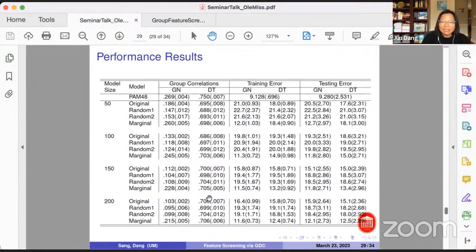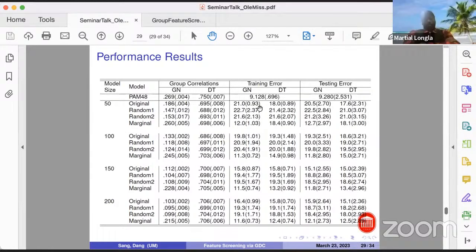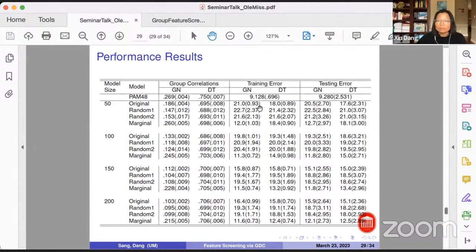So in this case, if you are choosing the group, PAN 48, you will select it by both of the methods. Okay, so that's the first thing I want to say. PAN 48 is really selected by both methods, and then using those selections, we use the random forest to compare the performance of the selected group.